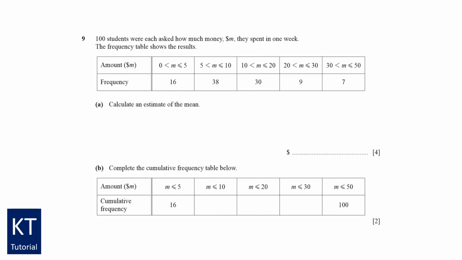Question 9. 100 students were asked how much money in $M they spent in a week. The frequency table shows the results. Calculate an estimate of the mean. This will be the sum of product taking the midpoint value of M and its corresponding frequency and dividing everything by a total of 100. Next, complete the cumulative frequency table below. The cumulative frequency is the stacking of the frequencies as we progress from one column to another.